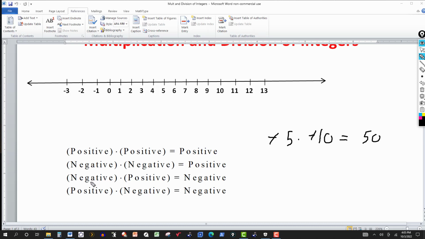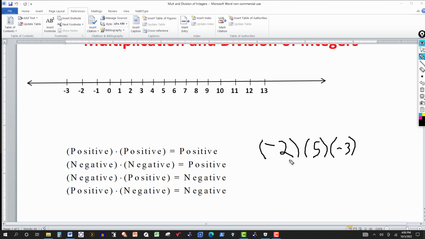Now when you multiply two numbers and one is positive and one is negative, it doesn't matter which one, it's always going to be negative. Negative times a positive will give you a negative. Positive times a negative will give you a negative. Negative 2 times 5 times negative 3. Here are the rules for multiplication.